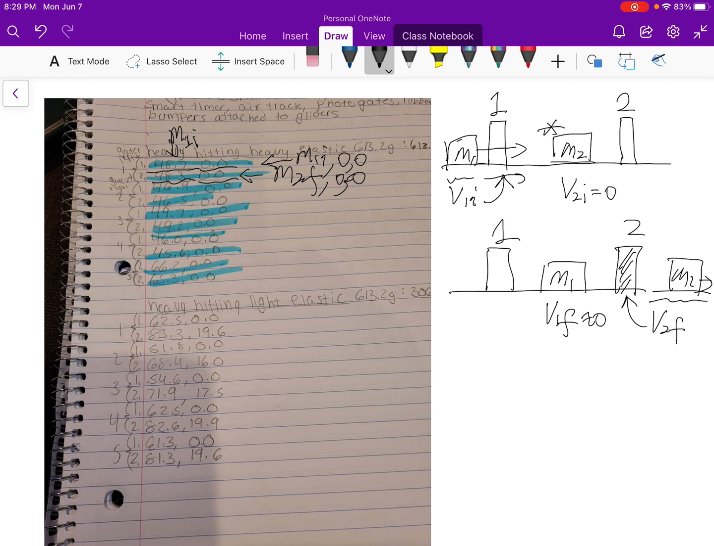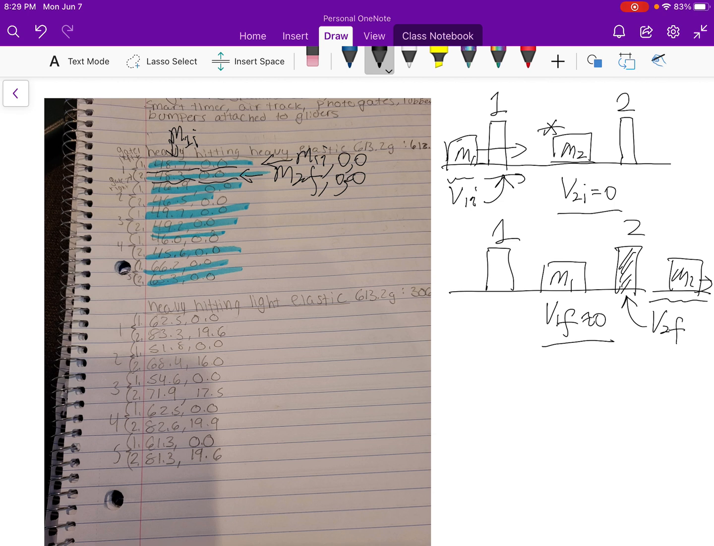That's it, right? So this is heavy hitting heavy. And for the final speed of M1 and the initial speed of M2, you can assume them to be 0. They're not related to these two zeros that show up on the display. So that's one. And here's another example, heavy hitting light elastic collision.